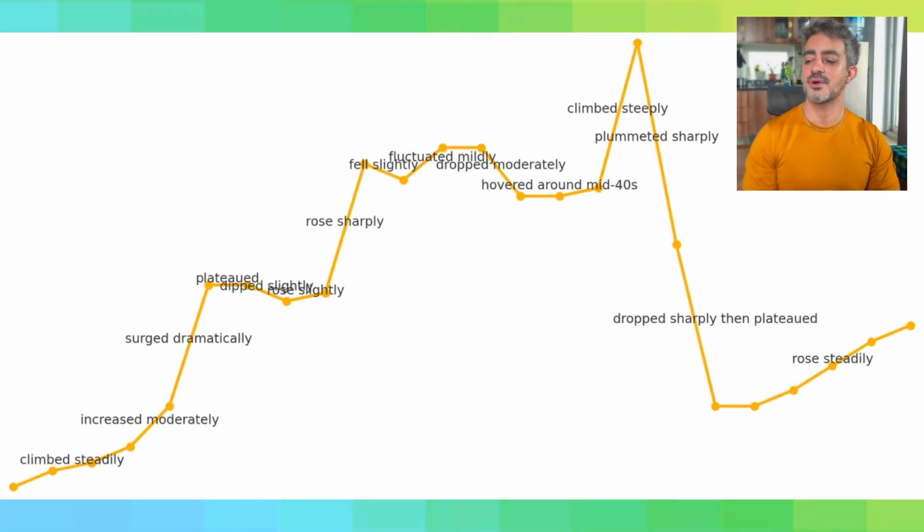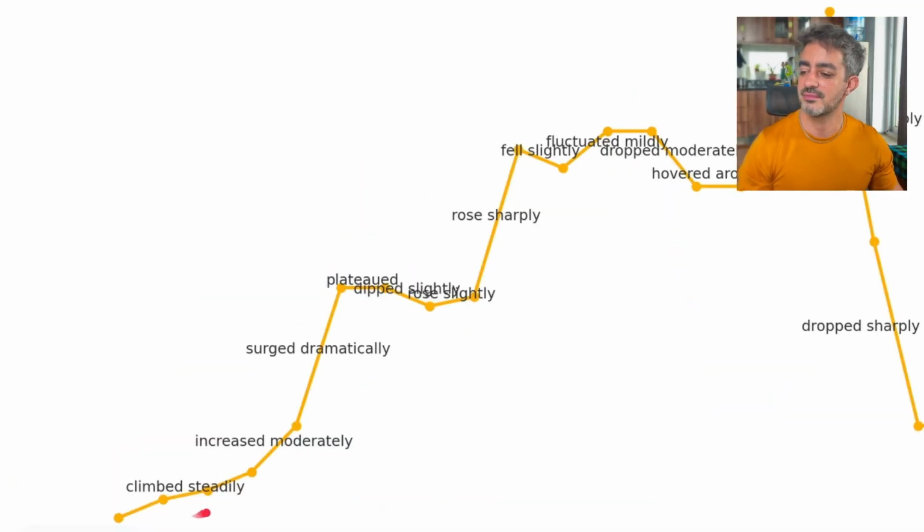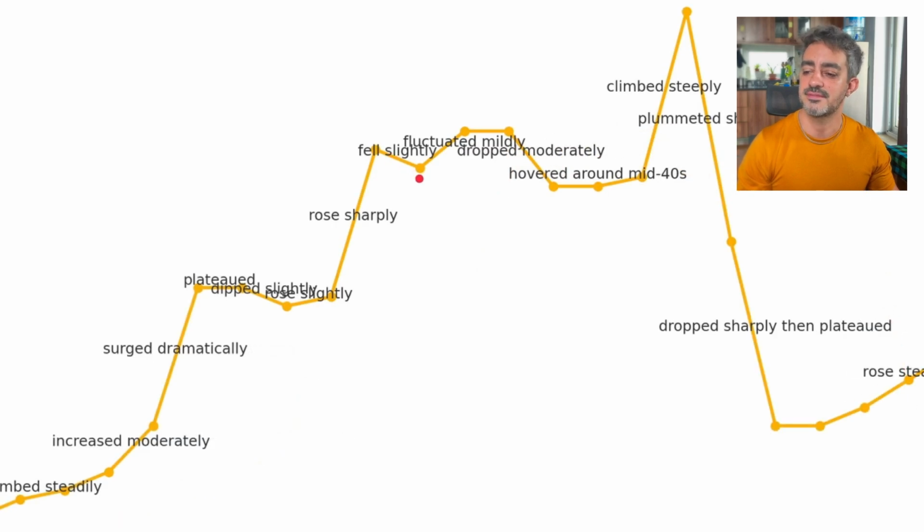So, looking again at this chart here, instead of using those simple verbs, why don't we use some verb plus adverbs? And this is what it would look like. Starting here, we've got climbed steadily, increased moderately, surged dramatically, then plateaued, dipped slightly, rose slightly. Here it rose sharply, and here it fell slightly. We see that it fluctuated mildly and then dropped moderately.